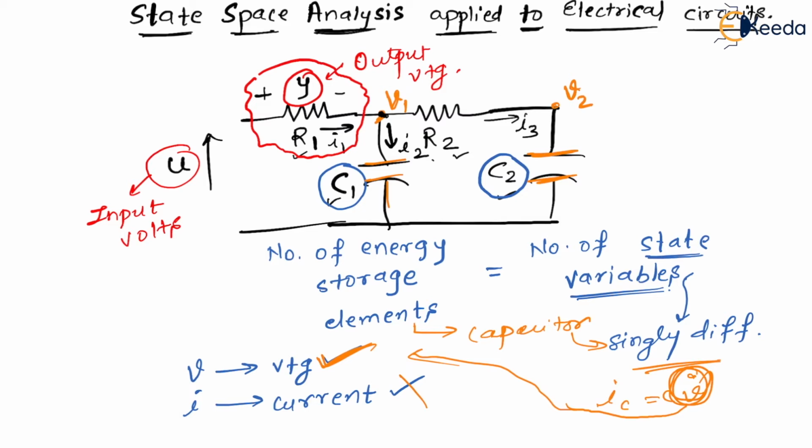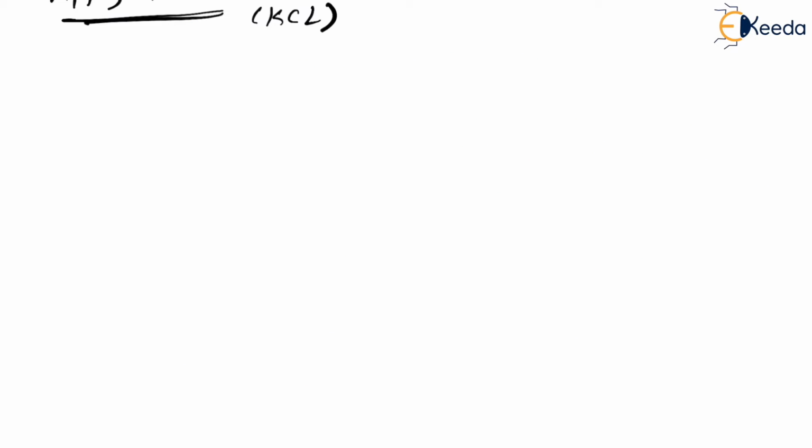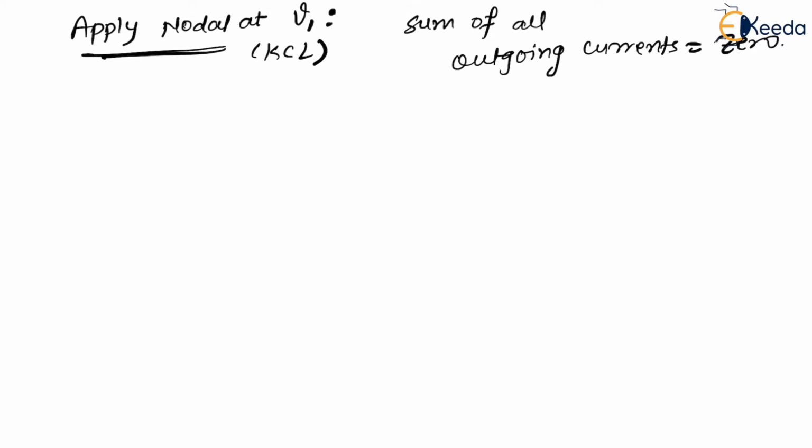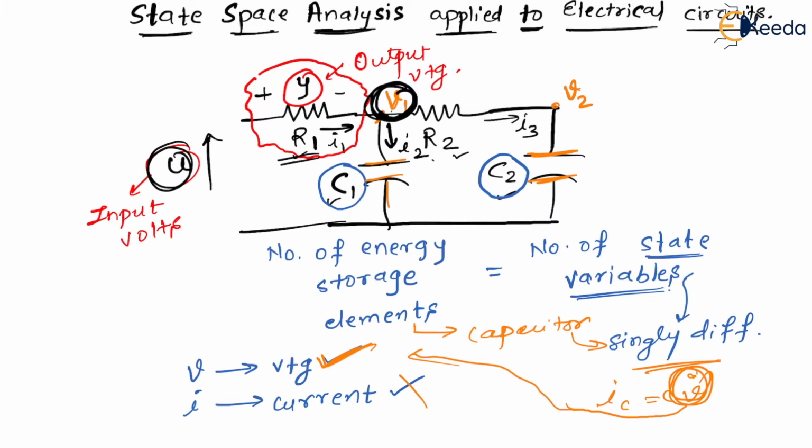Yes, I get V1 minus U divided by this resistance R1 as this outgoing current, because while applying nodal, what is nodal? Yes, the sum of all outgoing currents is equal to 0, right? So if I think of this V1 and this is U, let me consider the outgoing currents from here, here and here.